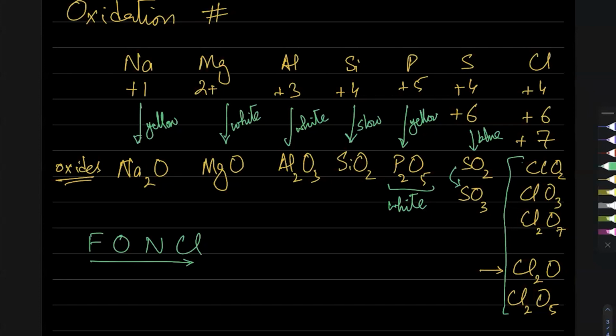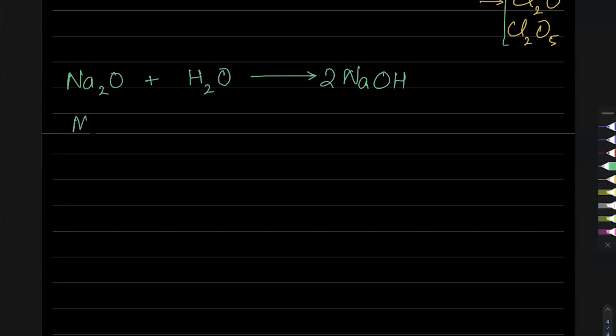So let's see how they react, these things. So if I put sodium oxide in water, why is this thing basic? The reason it is basic is that if I take sodium oxide and put it in water, it's going to form sodium hydroxide. Okay. And once it reacts, it makes this very alkaline thing. Similarly, magnesium oxide, if I react it with water, it will give me magnesium hydroxide.